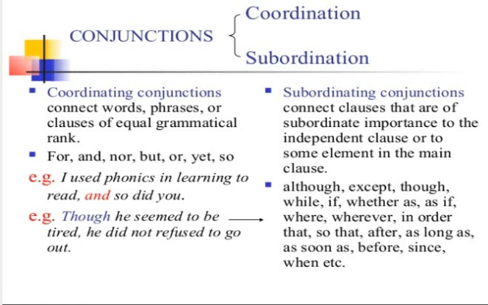Subordinating conjunctions connect clauses that are of subordinate importance to the independent clause or to some element in the main clause. Also, except, so, while, if, whether, as if, where, wherever, in order that, so that, after, as long as, as soon as, before, since, when, etc.